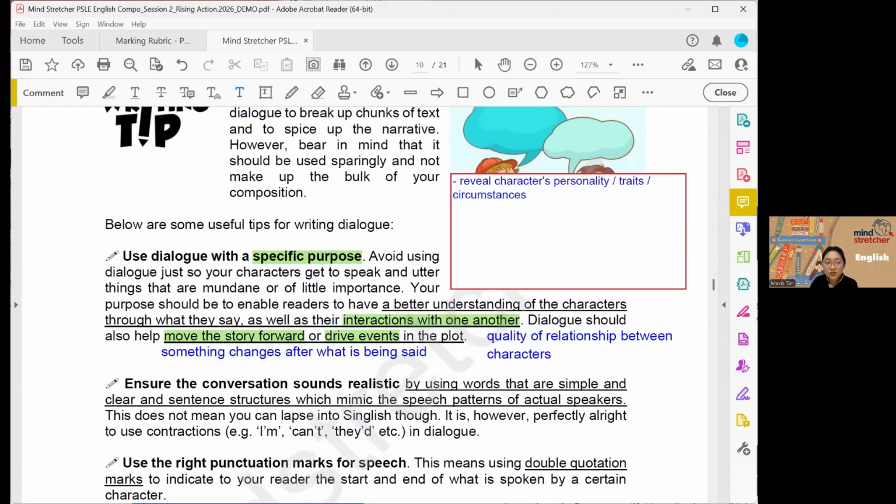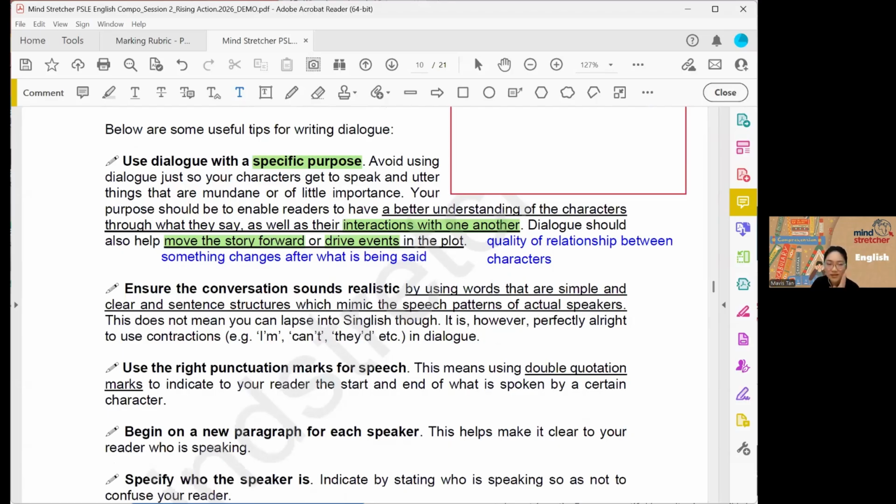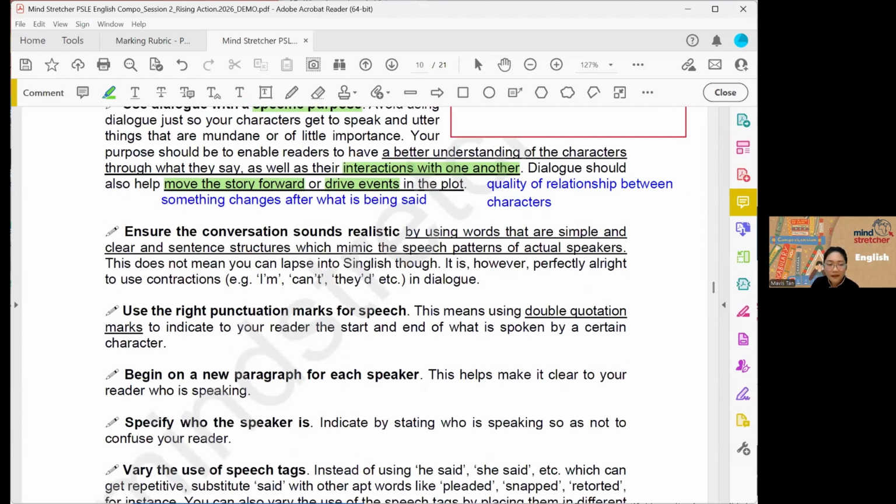Between characters, the conversation sounds realistic. Oh, we are going to look at two examples later. Sometimes when I read students' dialogue, I go, really? Human beings speak like that to one another? That's very unnatural. Okay, so we are going to examine that. Right punctuation. Conversation sounds realistic. Okay, but I want to put a note here.